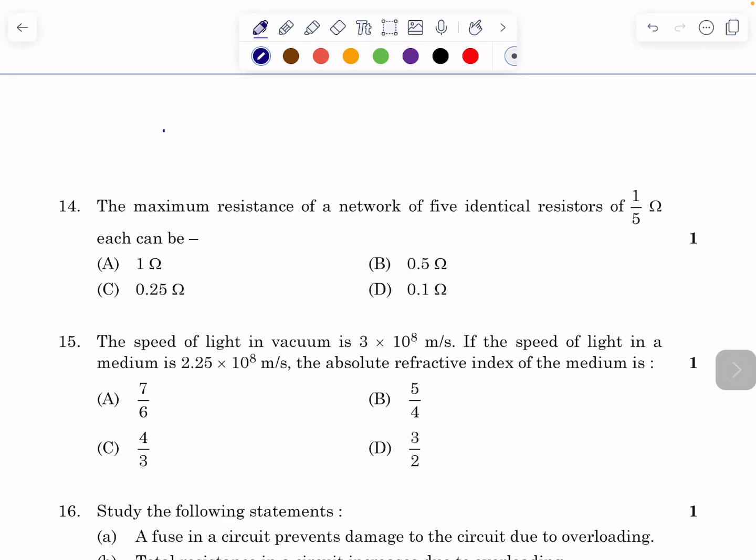So which option is matching here? Option C is matching. Next question.